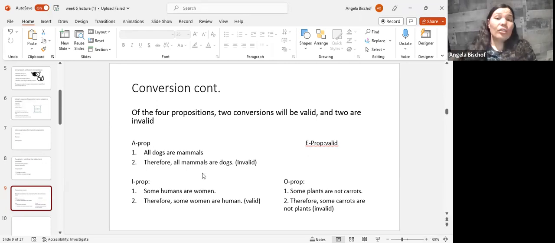To prove validity, you could draw the diagrams, but you could also just do the counterexample method that we covered in chapter 1. Check out this A proposition. All dogs are mammals.